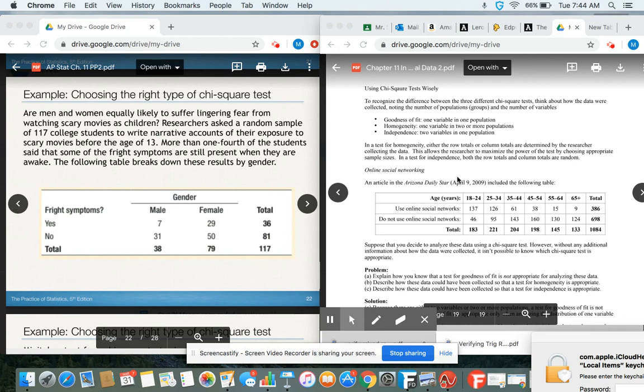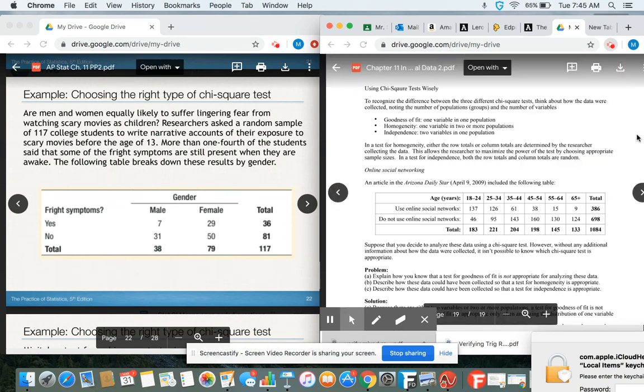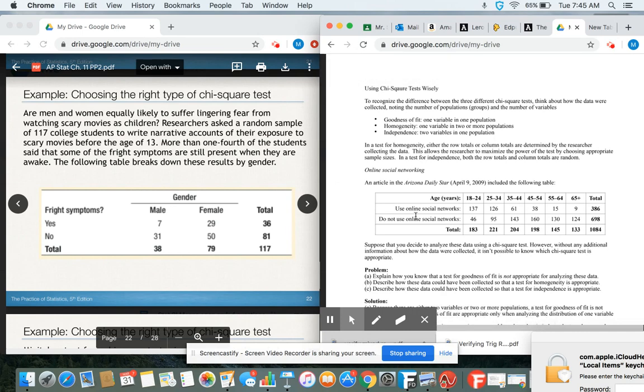Right? So goodness of fit, one variable, one population. So one bag of M&Ms, the distribution of colors. Homogeneity, one variable in two or more populations. All right? Independence, two variables in one population. All right, so it's important to really take a look at these differences here.